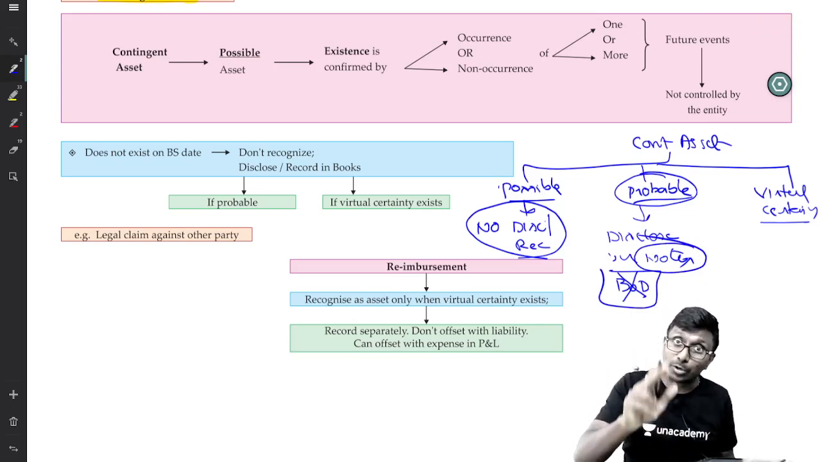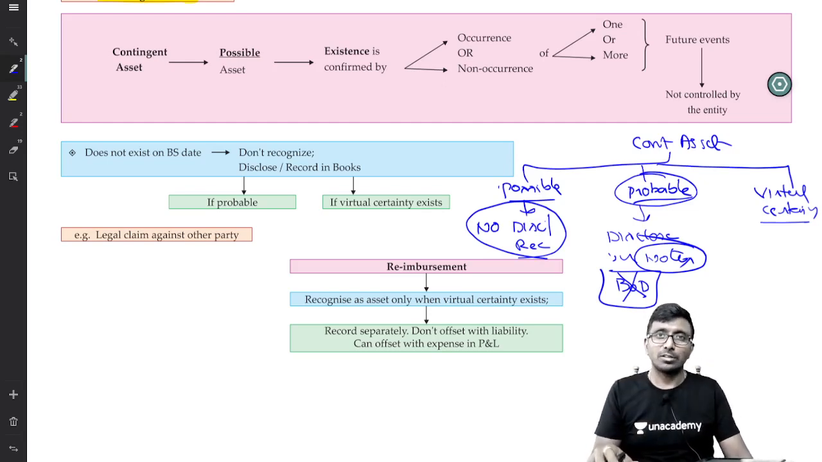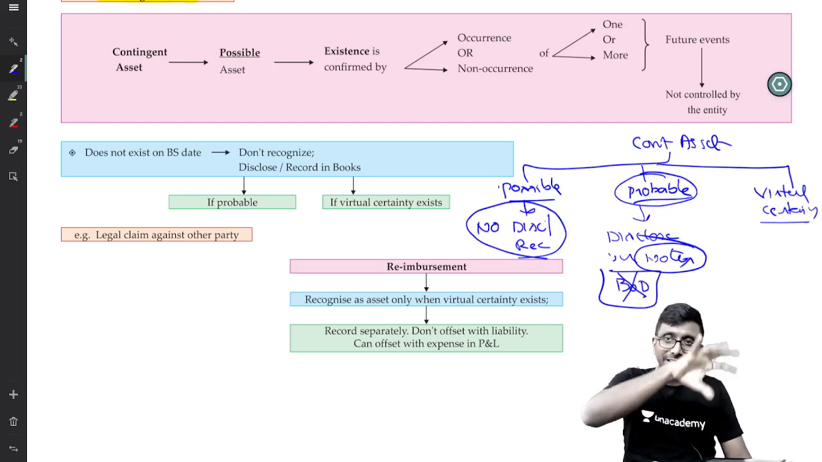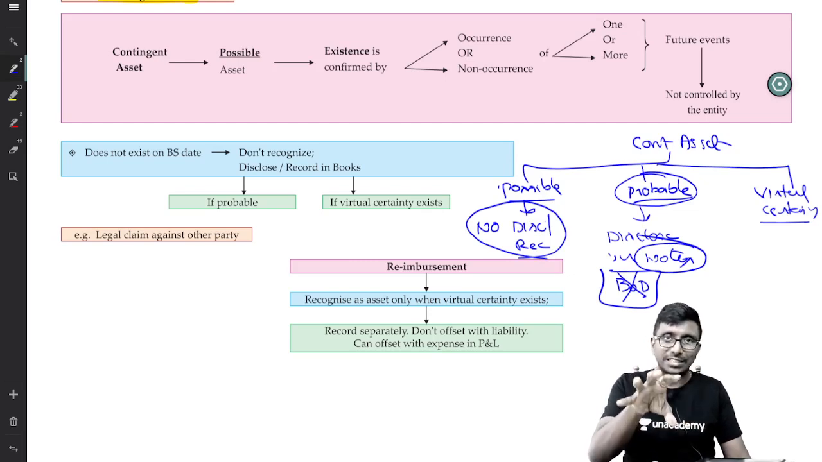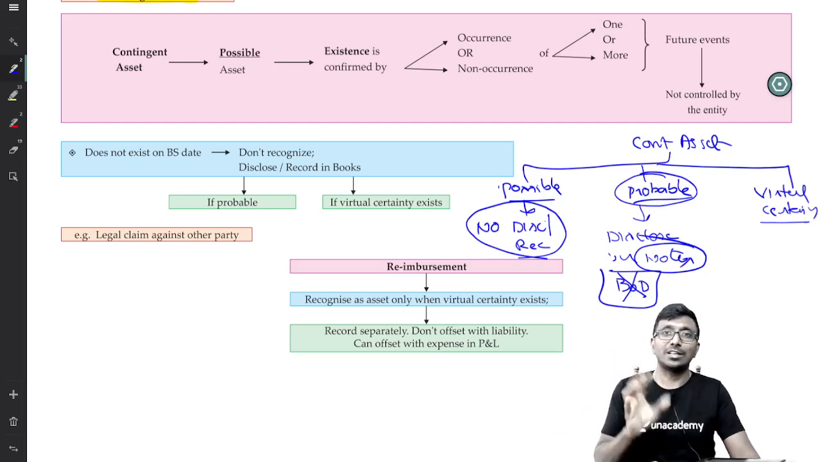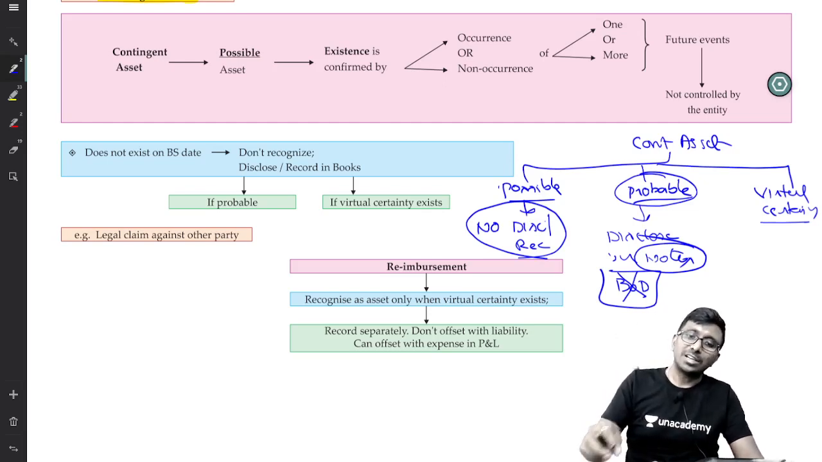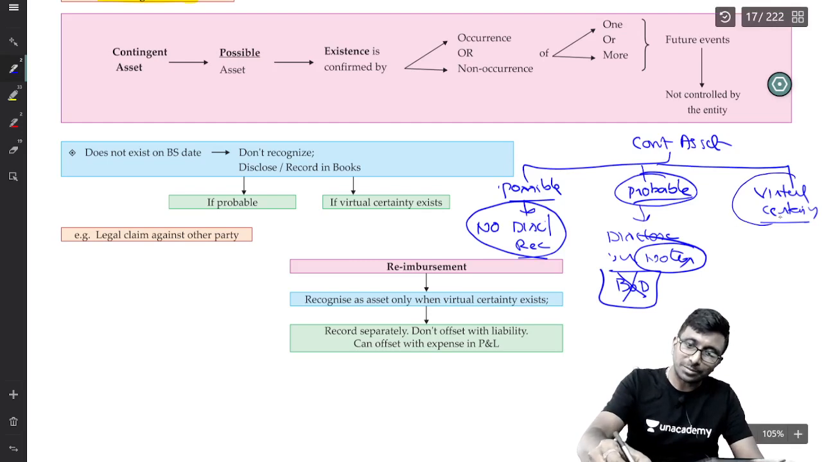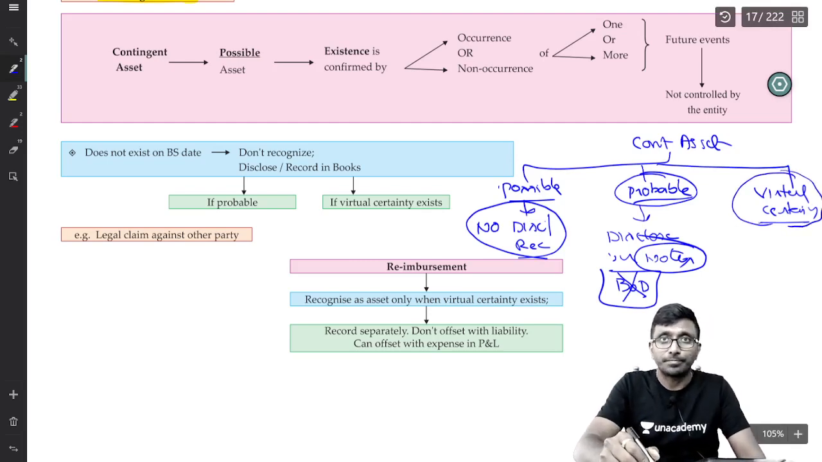Okay, when it is probable. Now the point to understand and analyze: generally, when do you recognize an asset? When there is a probable future economic benefit inflow. To recognize any other asset, probable is sufficient. But with respect to a contingent asset, probable is not sufficient. We need virtual certainty, because it is something which may come, may not come.